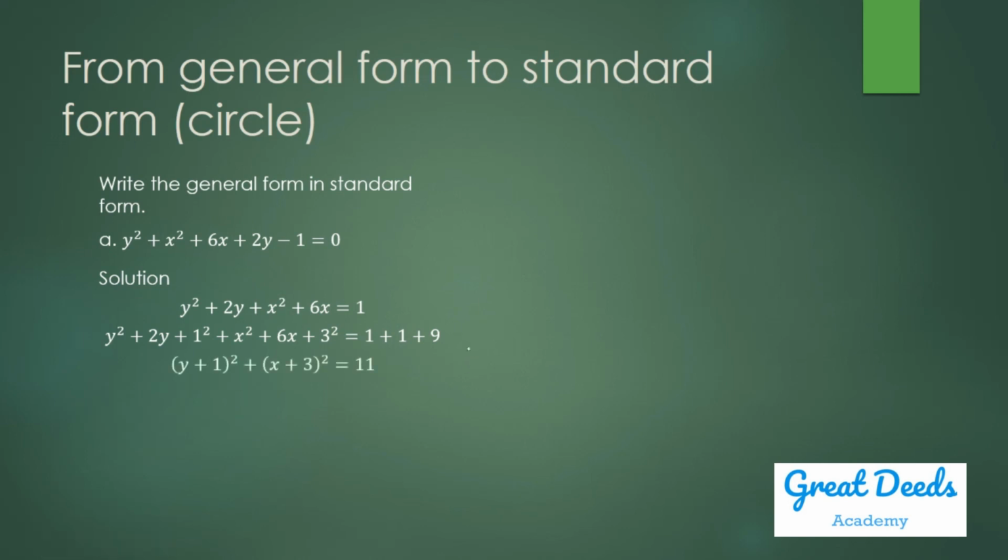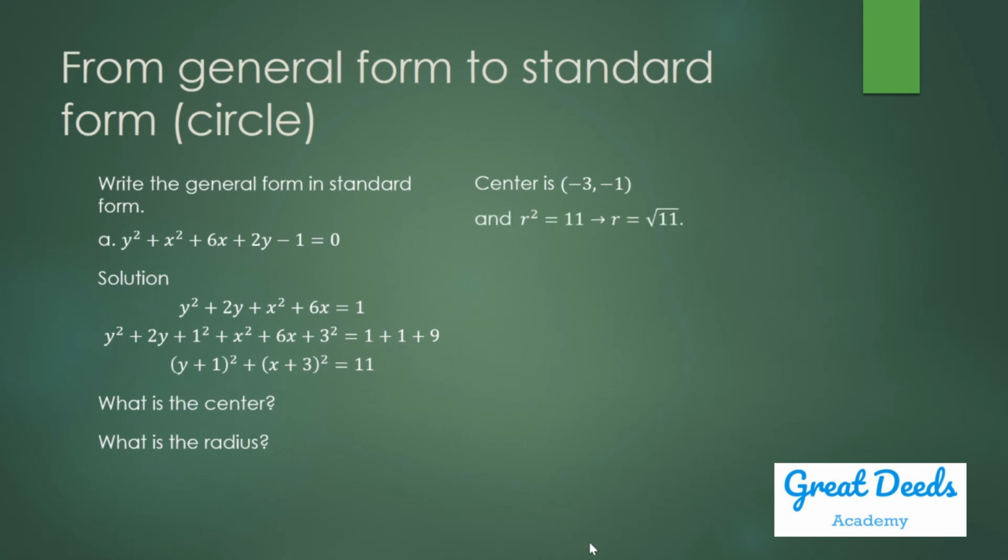Our standard form now is the square of y plus 1, that came from this, plus the square of x plus 3. So you can see here now why I am not simplifying 3 squared as 9 right away, because I want to see the base, and that's going to be the constant term of my binomial. This one is equal to 11. What is the center? The center here is negative 3, negative 1. The radius is not 11. 11 is r squared. So the radius is the square root of 11.